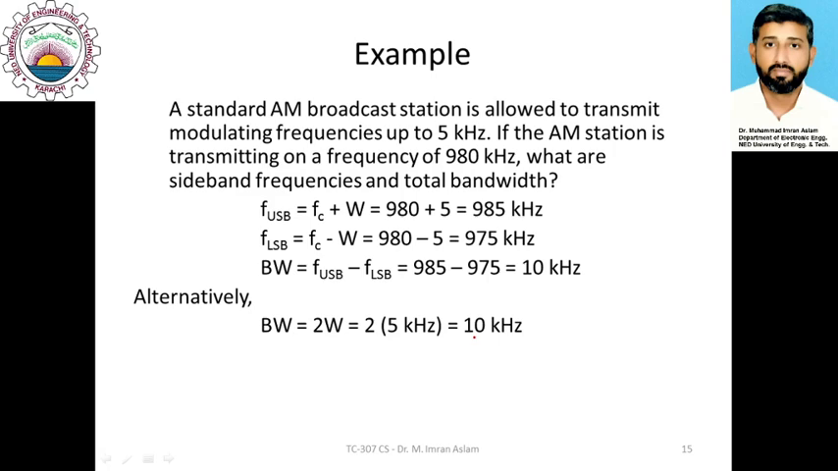So we stop this lecture here. In our next lecture, we'll talk about another important parameter, which is the power consumption or power requirement of AM broadcast. So we'll be talking about power in our next lecture.